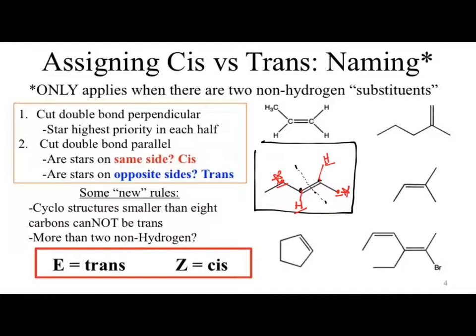Step 2 is to cut the double bond in half, now parallel to the double bond. Okay, by parallel, we're now going to go, see if I can do this, right through the middle here. Where are our stars with respect to that second cut? They're on opposite sides of that line. The conclusion of opposite we come up with is trans. Okay?